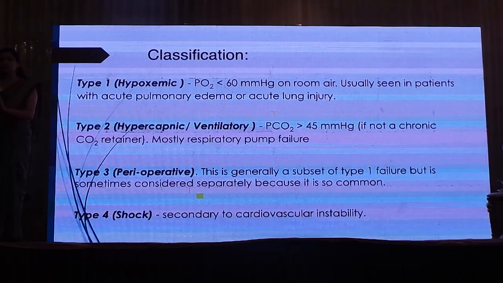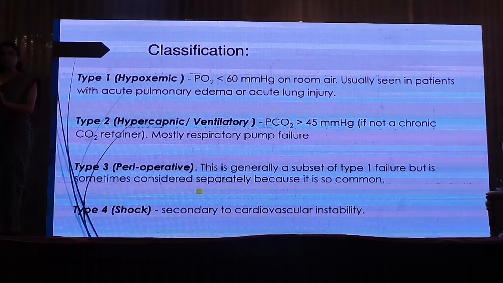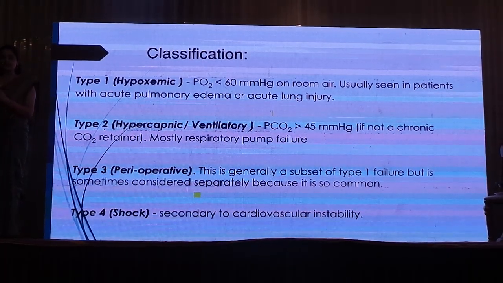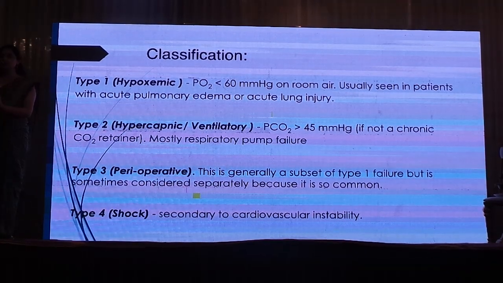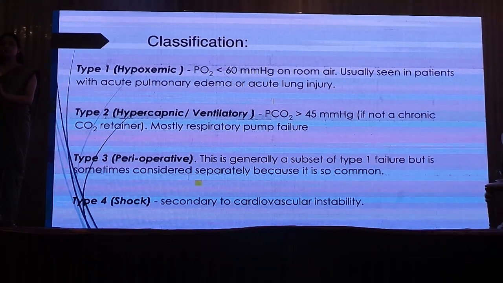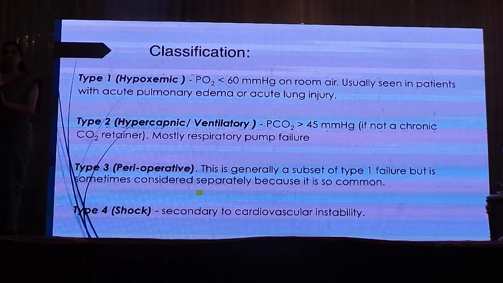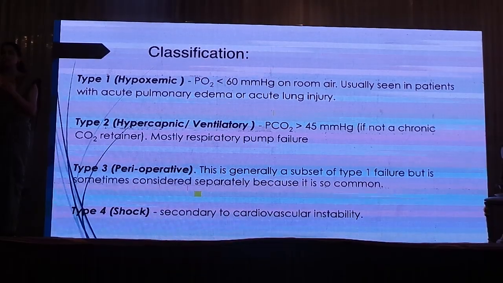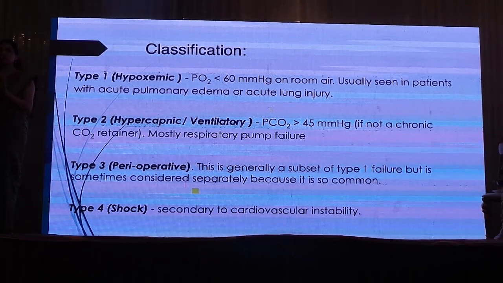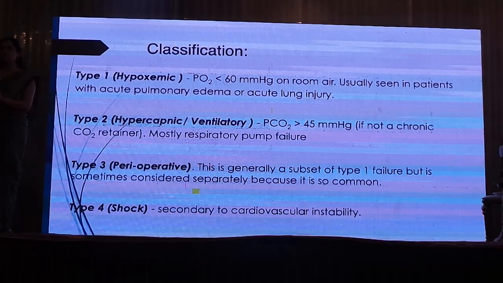So now coming to the basic classification. Most important are type 1 and type 2, but in total there are 4 types. So type 1 is the hypoxemic failure, wherein PO2 is less than 60 mmHg on room air, and it's usually seen in patients with acute pulmonary edema or acute lung injury. So here the main issue is with oxygenation. The person is able to handle CO2.